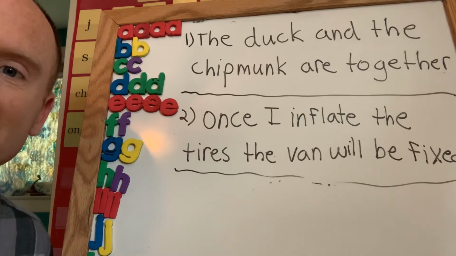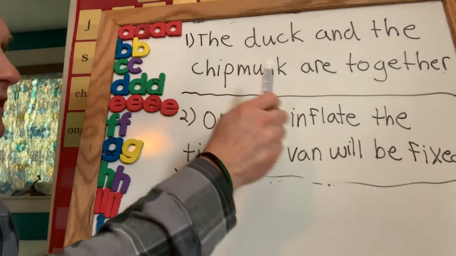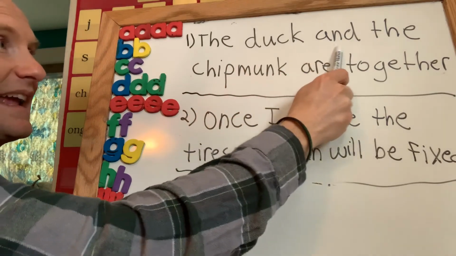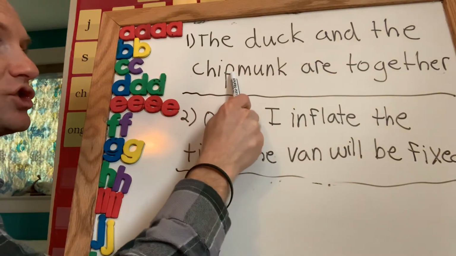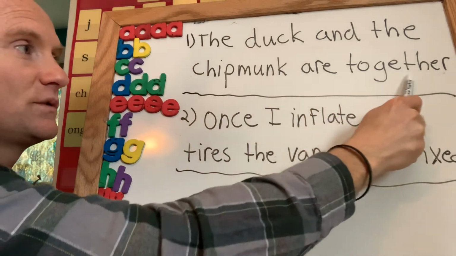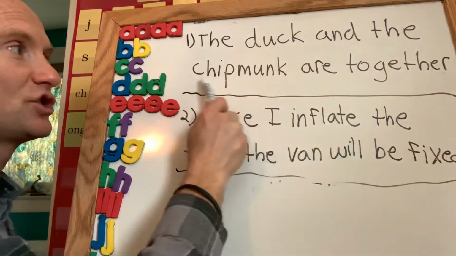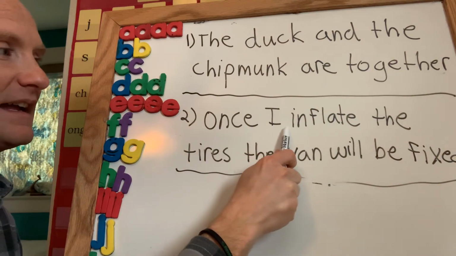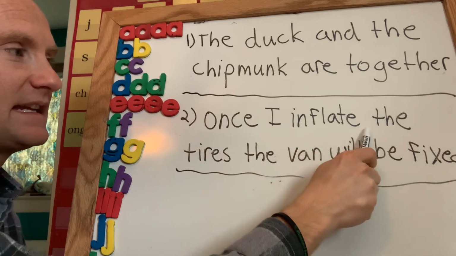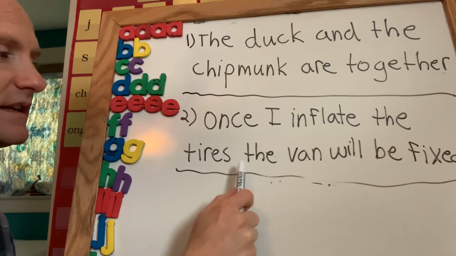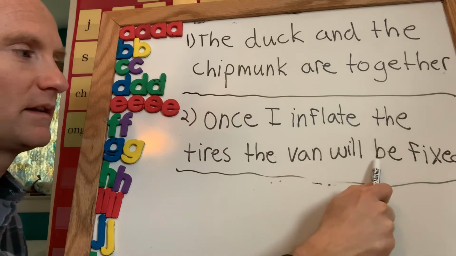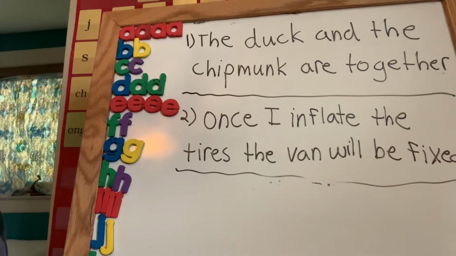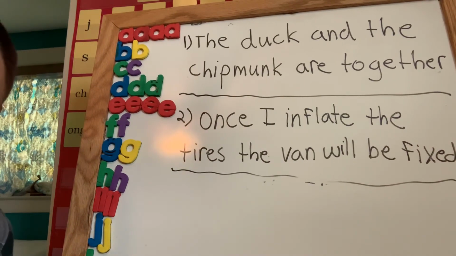Let's go ahead and do some sentence reading, okay? All right, so let's look up here. Let's see if you can read this sentence. The duck and the chipmunk are together. The duck and the chipmunk are together. Once I inflate the tires, the van will be fixed. Okay, were you able to read that with me? Looks like you can't see the whole thing on your screen there, okay?